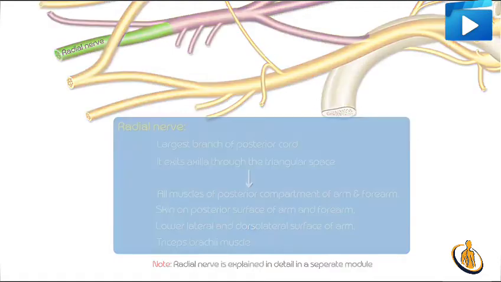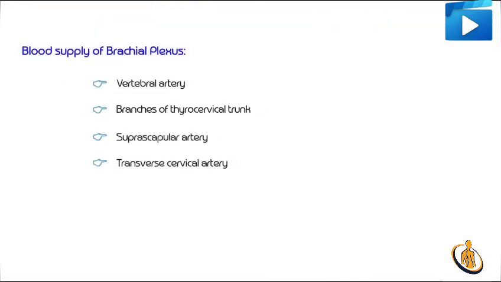Now let us talk about the blood supply of the brachial plexus. The brachial plexus also needs blood supply for its survival. So the blood supply is derived from the following arteries: the vertebral artery, branches of the thyrocervical trunk, suprascapular artery, and the transverse cervical artery. These four arteries give arterial supply to the brachial plexus.